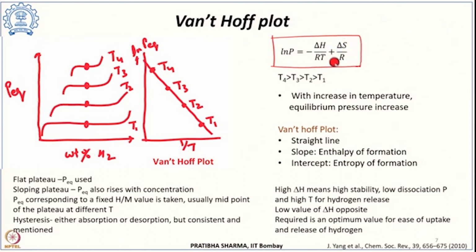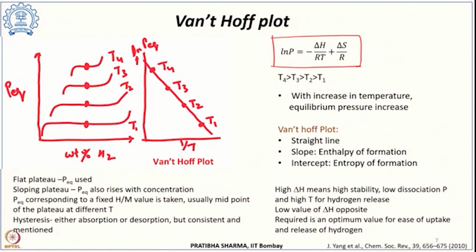Now, this term remains constant, and from there we can even get the value of delta H. How is it obtained? These are the pressure composition isotherms drawn for different temperatures T1, T2, T3, T4. Now, when we get an equilibrium pressure, this is a case of a flat plateau, which makes it easier because the equilibrium pressure remains constant throughout the plateau region.